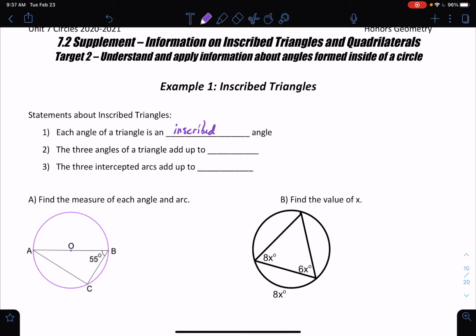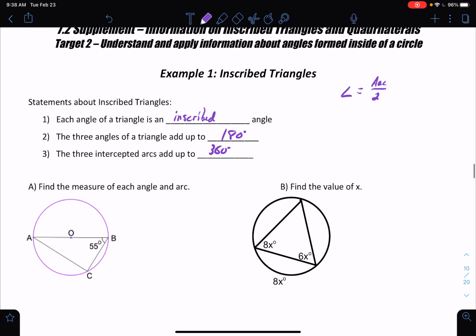And remember that the three angles of a triangle have to add up to 180 degrees, and the three arcs have to add up to 360 degrees, which makes sense because if our relationship with inscribed angles is that the angle is equal to arc divided by 2, if I take all the arcs, which is 360, and divide that by 2, I get 180, which makes up the three angles of the triangle.